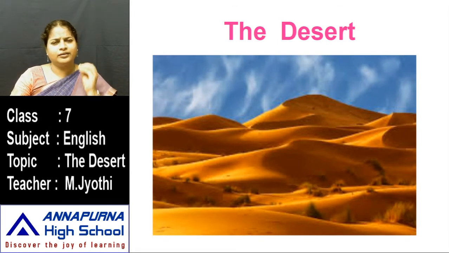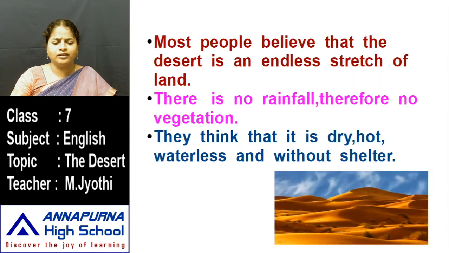And also there is no rainfall, therefore no vegetation. So most people believe like this only. They think that it is hot, dry, waterless and without shelter. What is desert? It's a dry one, hot, waterless and without shelter.